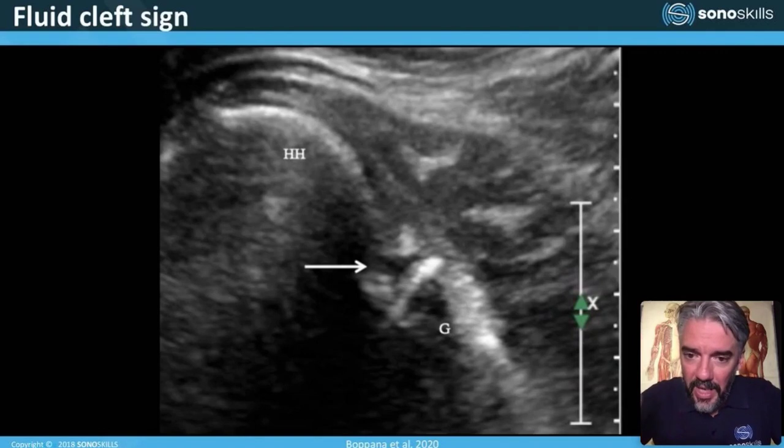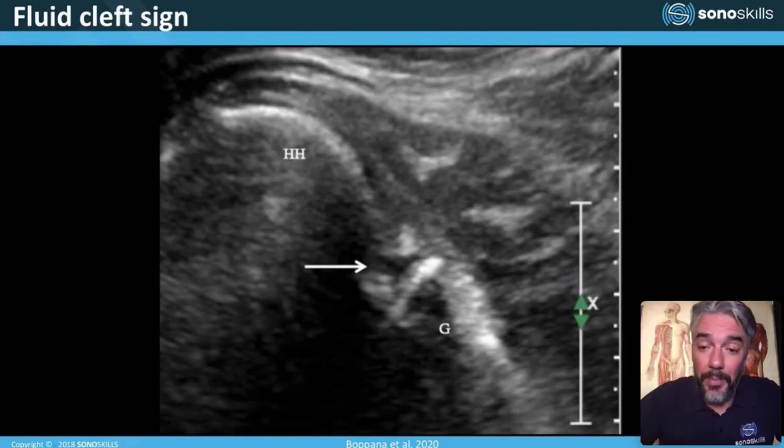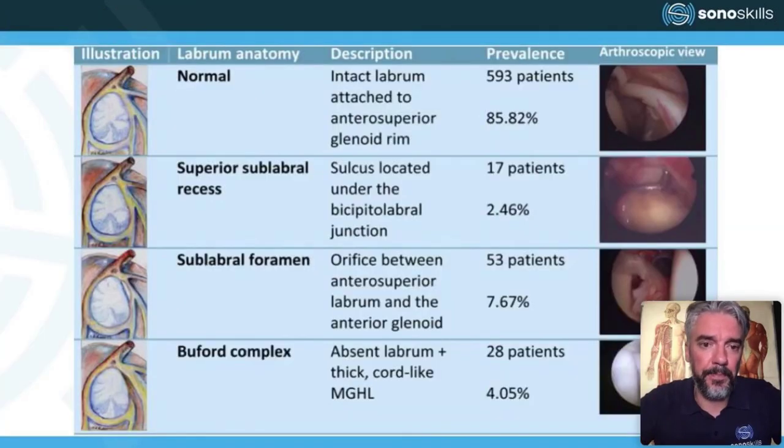Well, so be careful with this. Absence of signs in the posterior labrum doesn't say that there is nothing going wrong in the other parts of the labrum, because most parts of the labrum we cannot assess. So be careful with that.